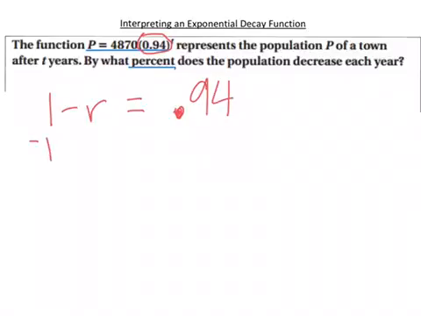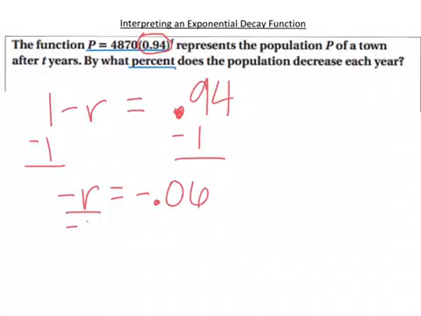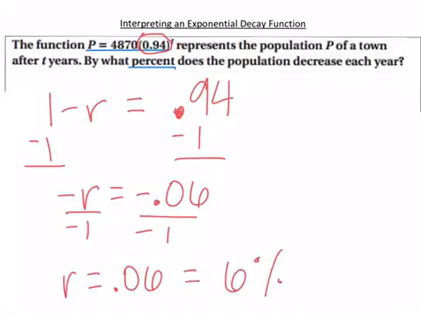The first thing we do is subtract 1. So I'm left with negative r equals negative 0.06. When I divide by negative 1 to get rid of our negative sign, our rate becomes 0.06. Now remember, your rate is always in decimal form, but they're wanting the percent. So it decreases by 6% each year in this town.